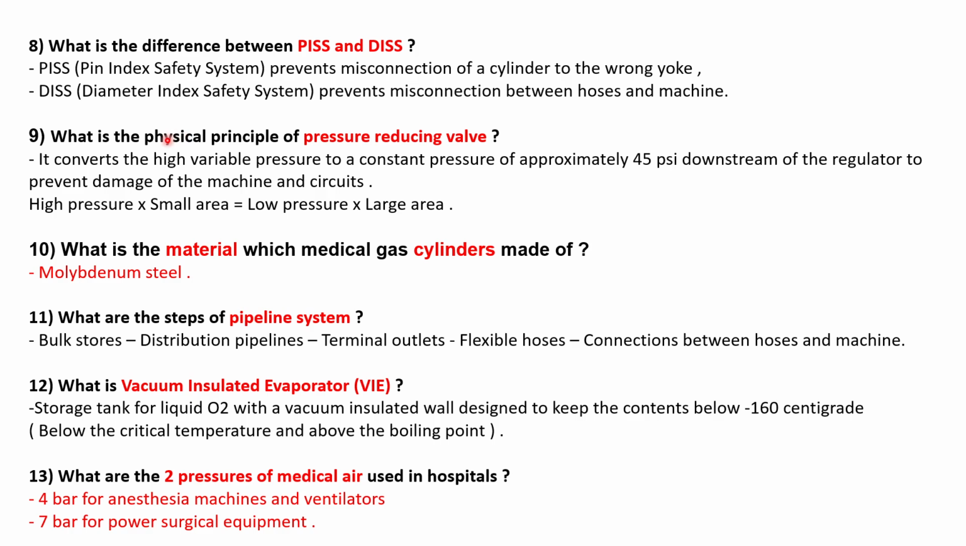Okay, what's the physical principle of the gas reducing valve? It converts the high variable pressure to a constant pressure, approximately 45 psi, downstream of the regulator to prevent damage to the machine. And its physical principle is high pressure multiplied by small area equals low pressure multiplied by large area. What is the material which gas cylinders are made of? Molybdenum steel.